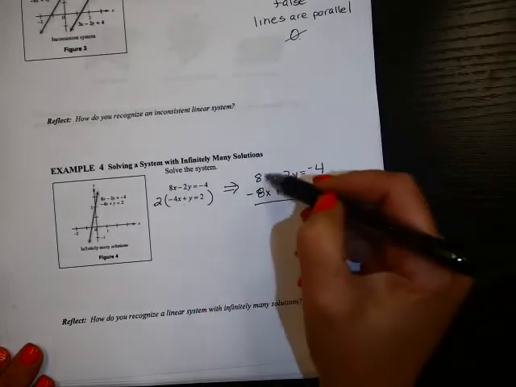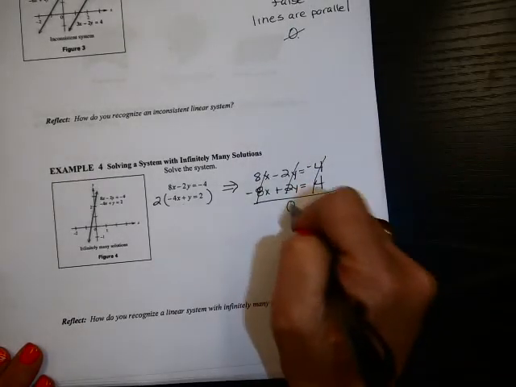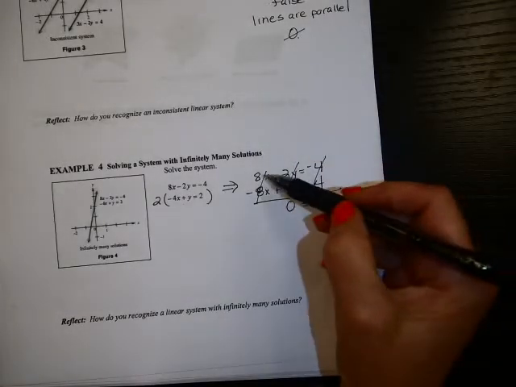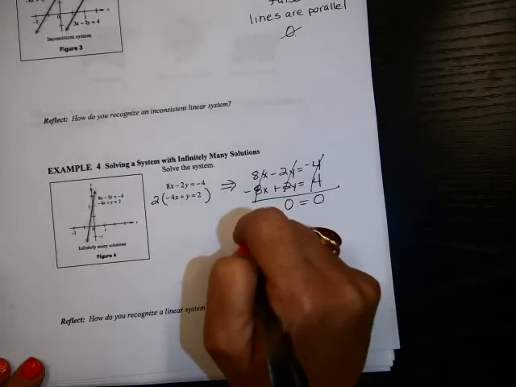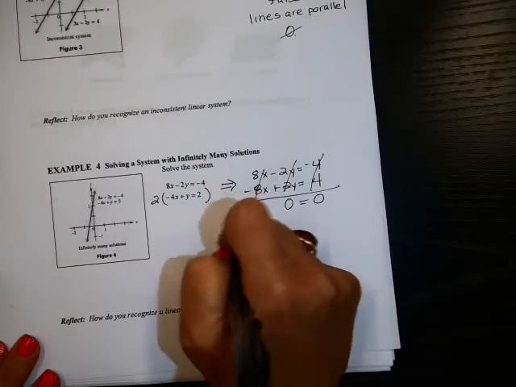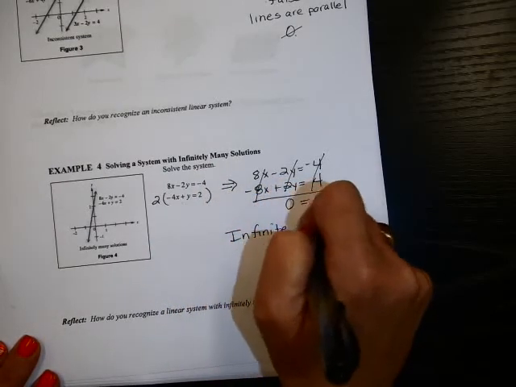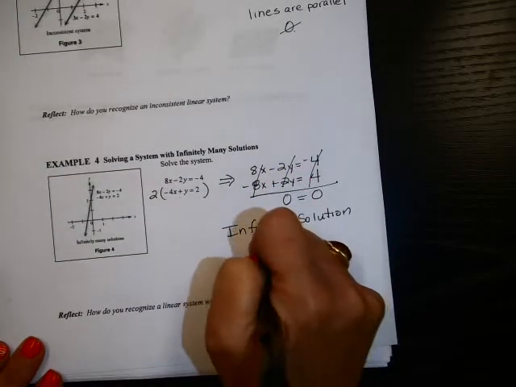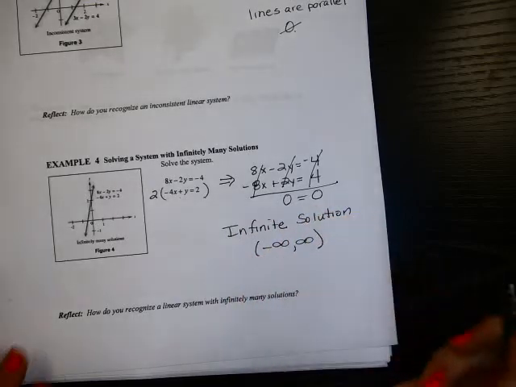Notice when I go to add, cancel, cancel, cancel. I get 0 equals 0. That means it's the same line. So that means there's infinite number of solutions. So we give the answer, you can write it in words, infinite solutions. And the way to show it would be to say my answers lie from negative infinity to positive infinity.